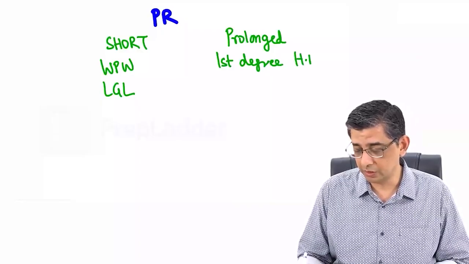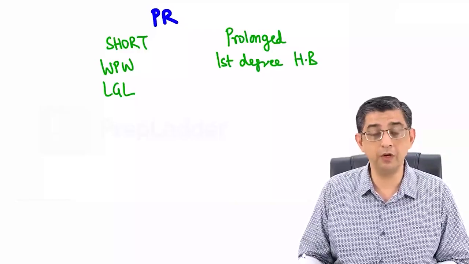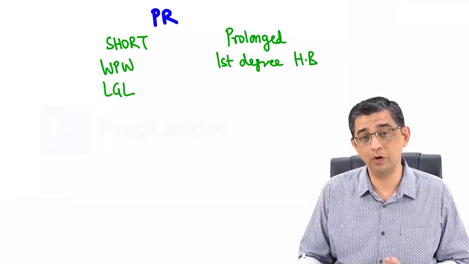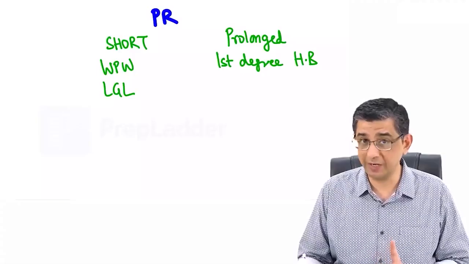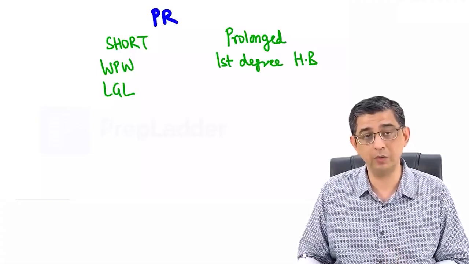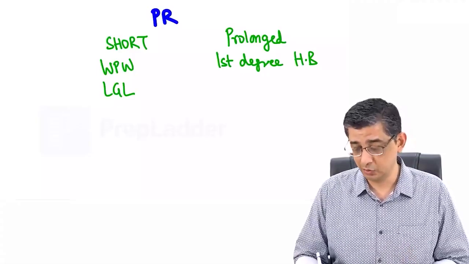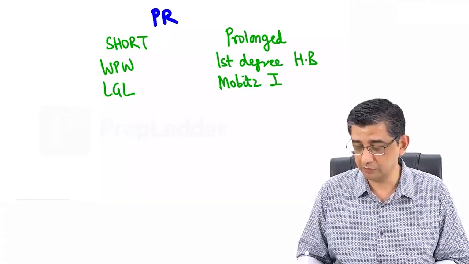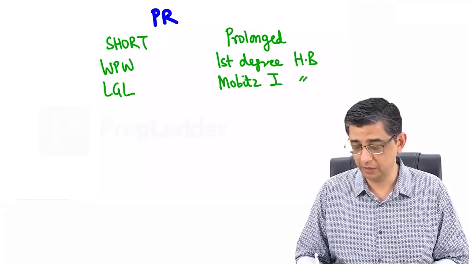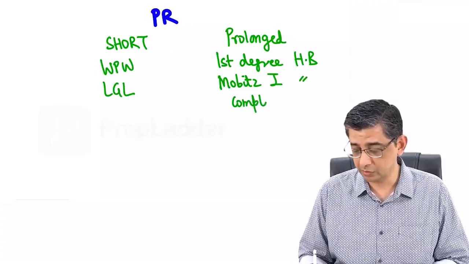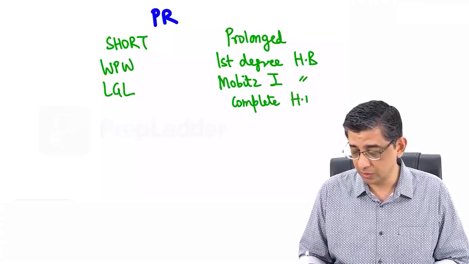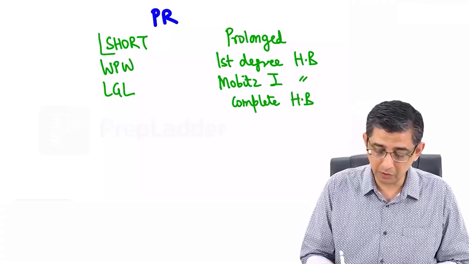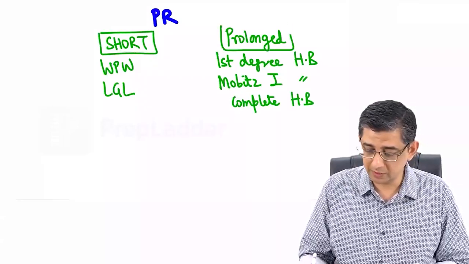I hope you recall that when it comes to Mobitz 2 heart block, we're not going to put it in this category of prolonged PR interval. In spite of that, it still belongs to heart block because conduction is not occurring. So in prolonged PR interval, definitely Mobitz 1 heart block will make the cut. So will complete heart block also, but not Mobitz 2 heart block. So do keep a watch on these minor aspects that I've highlighted.